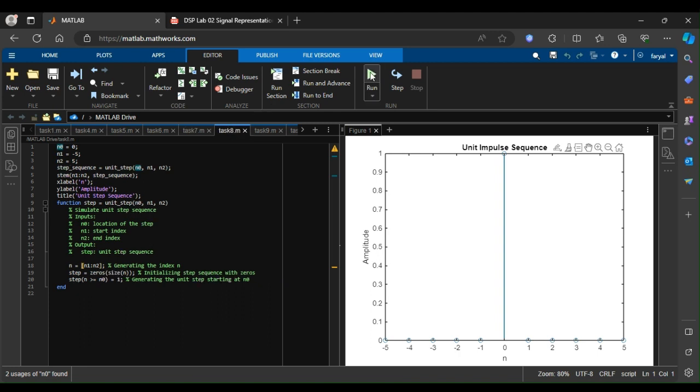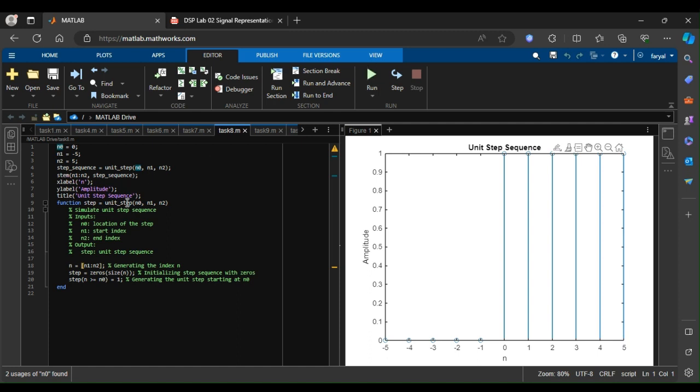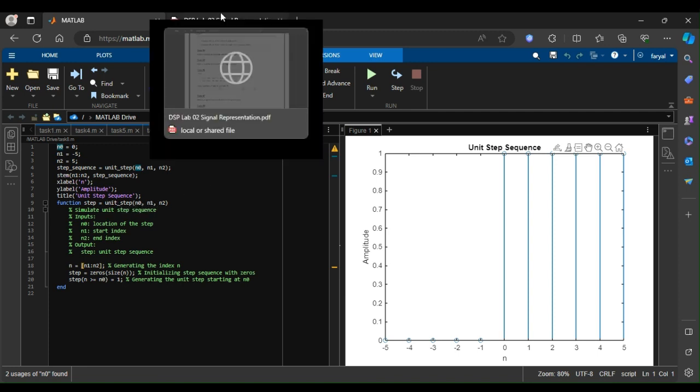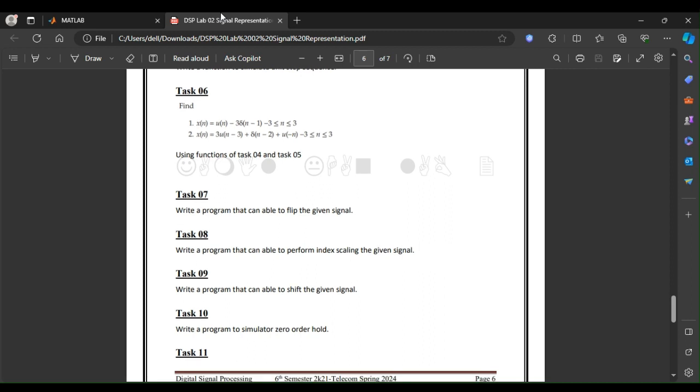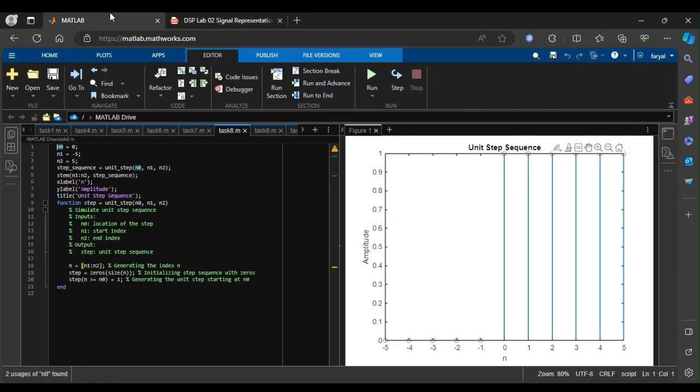Again, we have the unit step signal. Here we just change the function to unit step, that is function step is equal to unit step, and we change the values of N1 and N2 to represent it either in unit step form or unit impulse form. Now task 6 is to find x1 of n and x2 of n using task 4 and task 5.